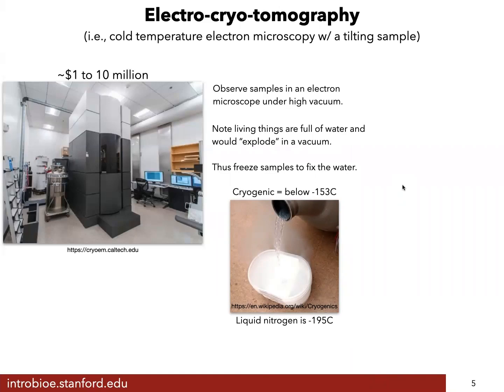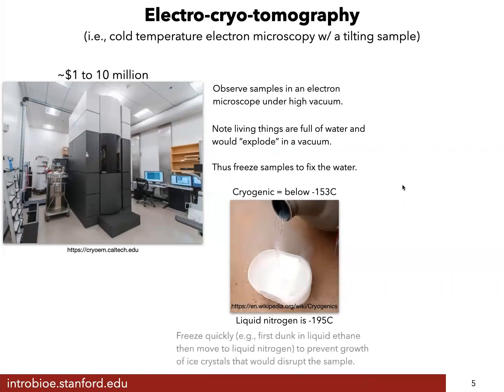oftentimes is you'll first put your sample in very quickly. For example, if you grow an ice crystal slowly, if you let it form slowly, you'll get big crystals. You don't want that to happen because that'll disrupt the sample too. So if you're going to freeze your living sample, you've got to go like a plunge, flash freeze. And so the first thing you do oftentimes is you don't go right into liquid nitrogen, you go into liquid ethane, which isn't quite as cold, but can absorb more heat.